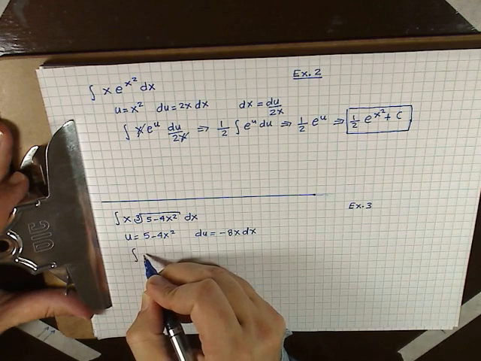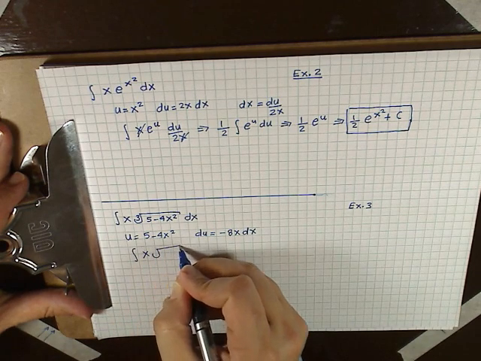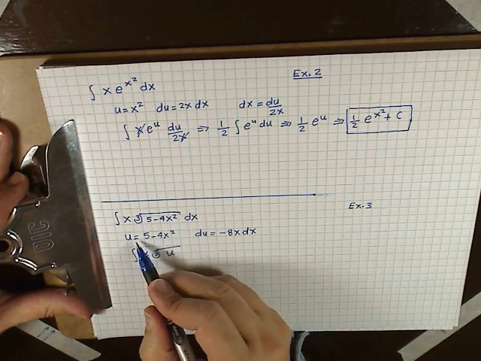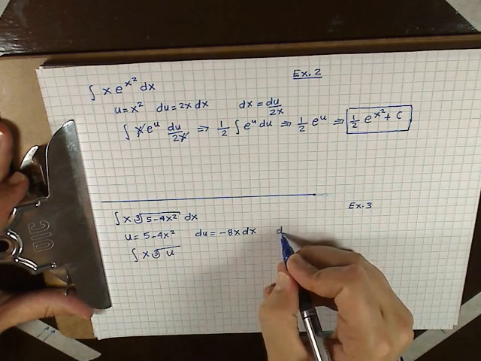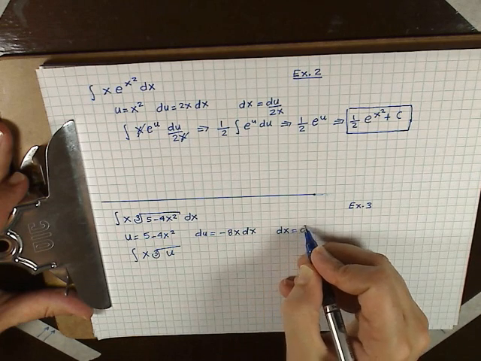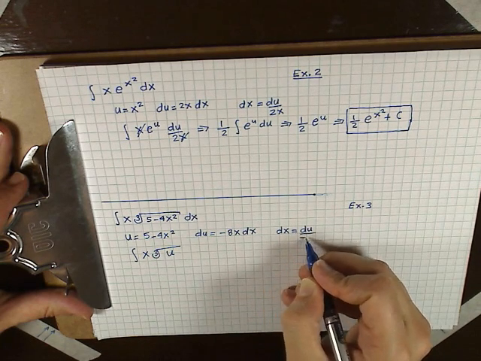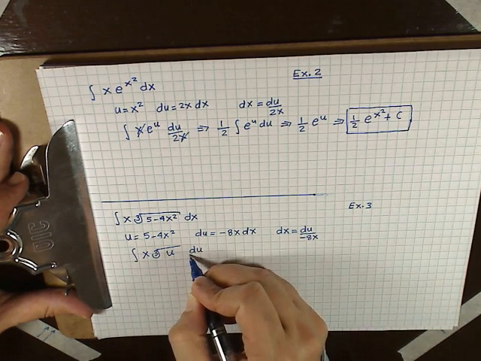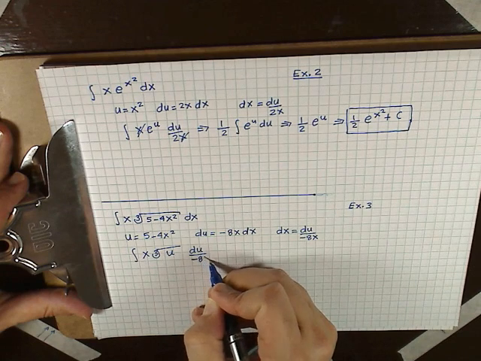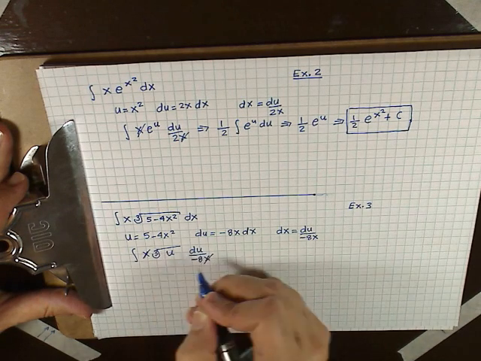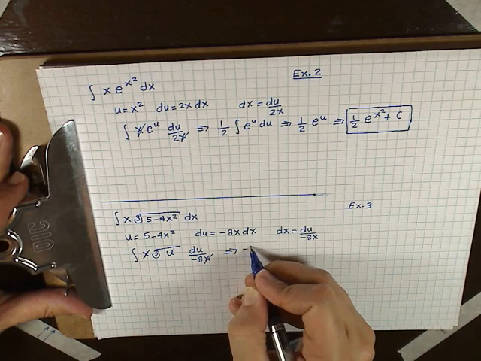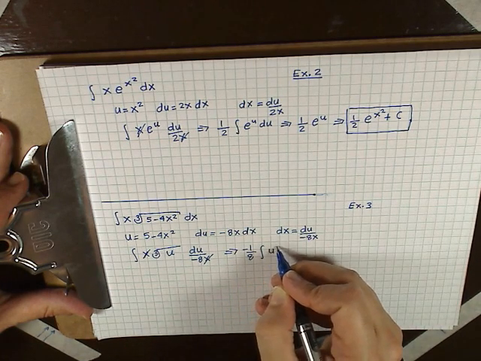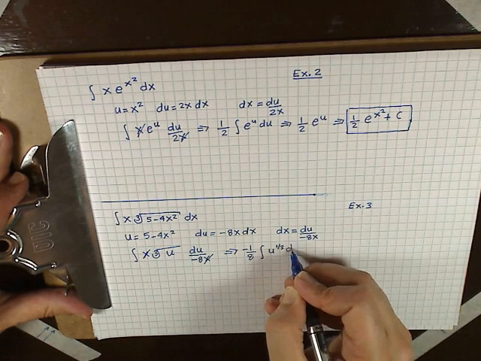Integral x third root of u, because 5 minus 4x squared, that's u, and let's algebraically solve for dx. That's equal to du divided by negative 8x. Now cancel out the x's. Let's pull out the negative 1 over 8. Integral, let's write this as a fractional power, u to the 1/3 du.